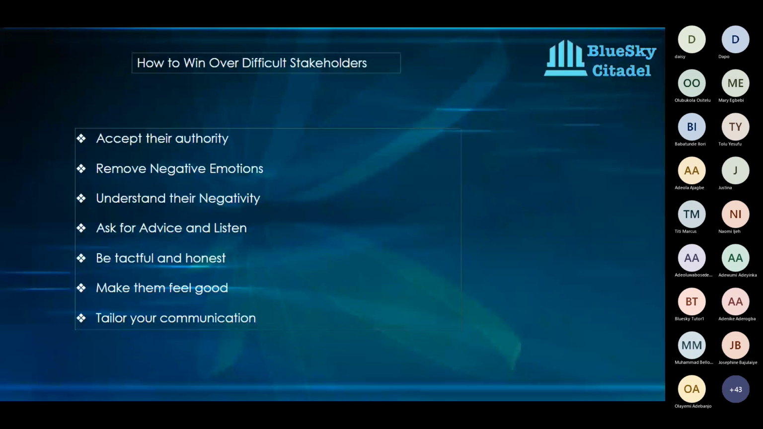They are stakeholders. You are a stakeholder as well. Do you get? But again, we understand that the level of interest and impact is different. My level of being a stakeholder is different from the level of a sponsor as a stakeholder. Do you get what I mean? So accept their authority, respect their authority, remove negative emotions. Don't take things too personally, or don't think it's a you thing. Because even if it's a you thing, don't let it affect the relationship and trust that you're trying to build with your stakeholders.